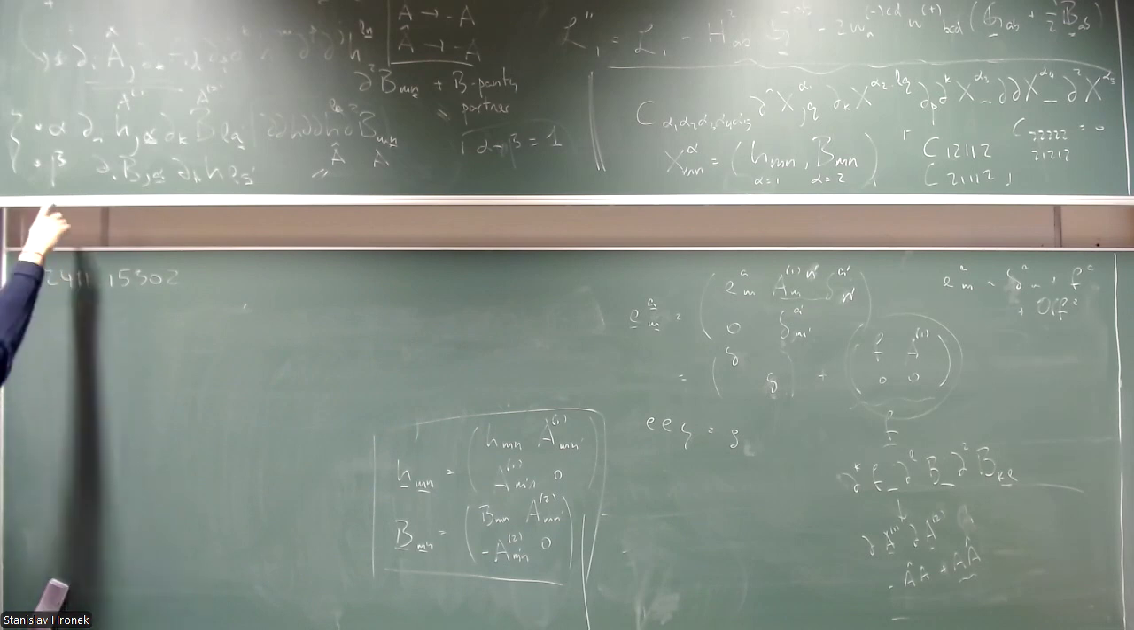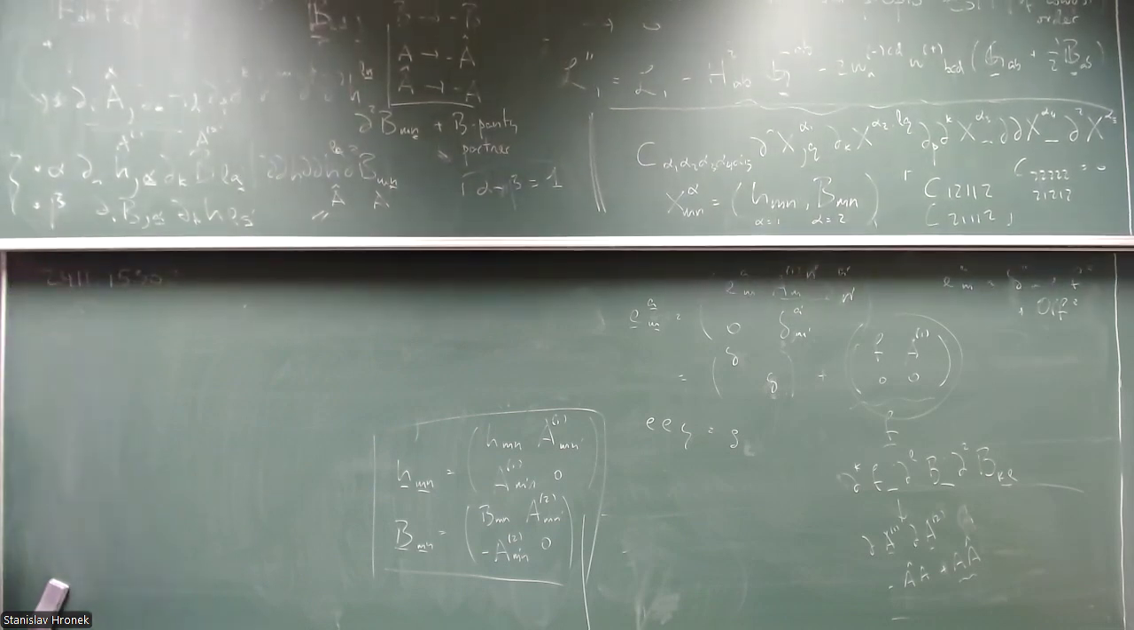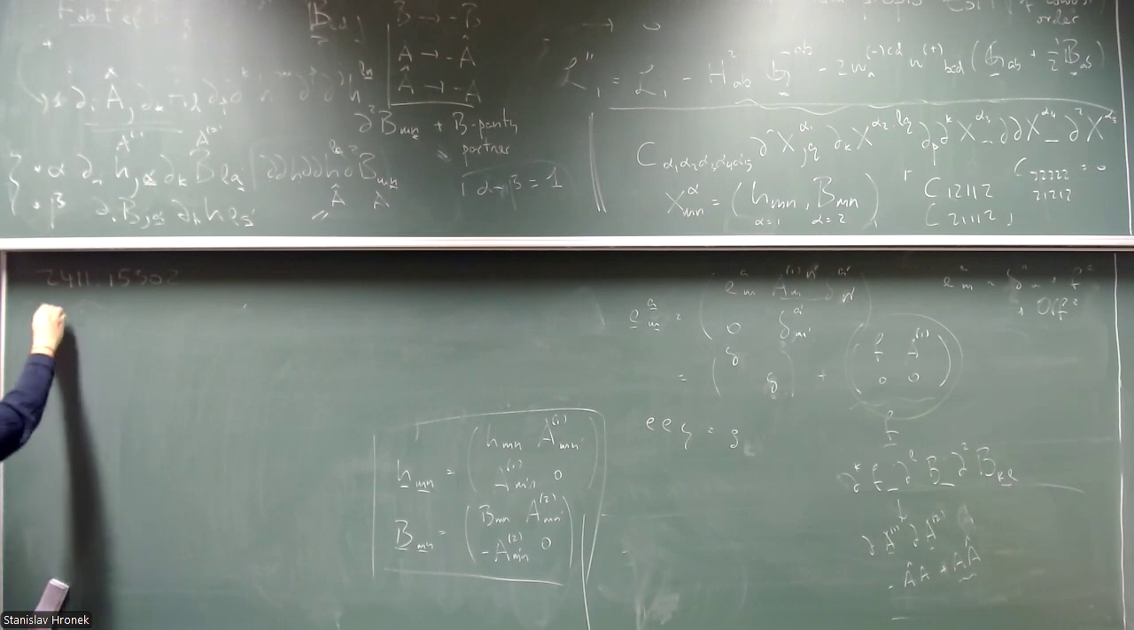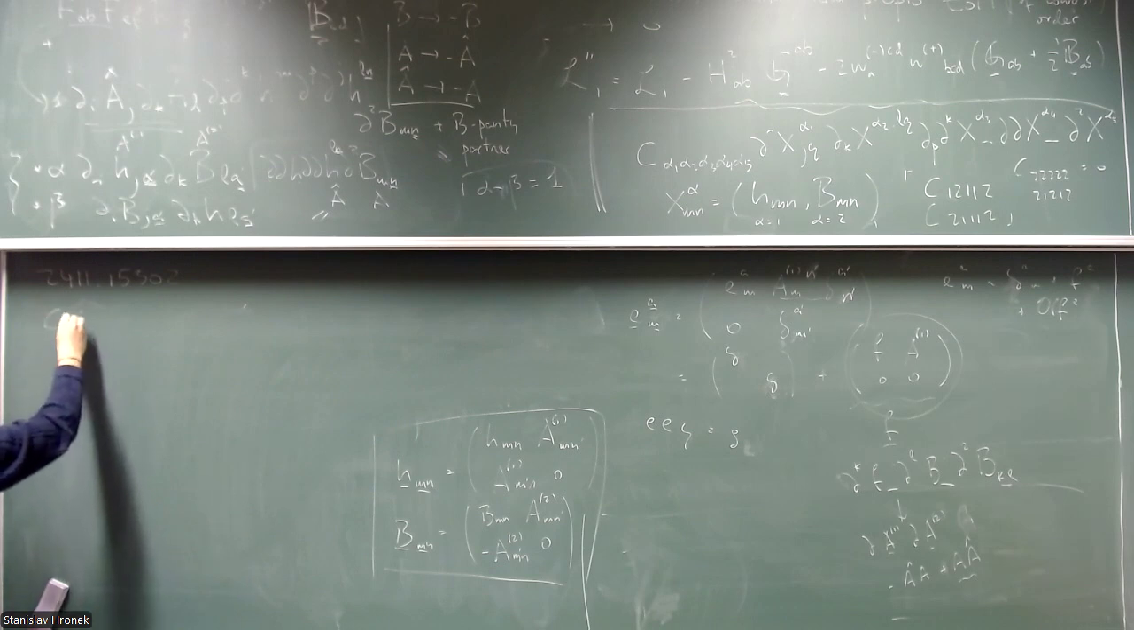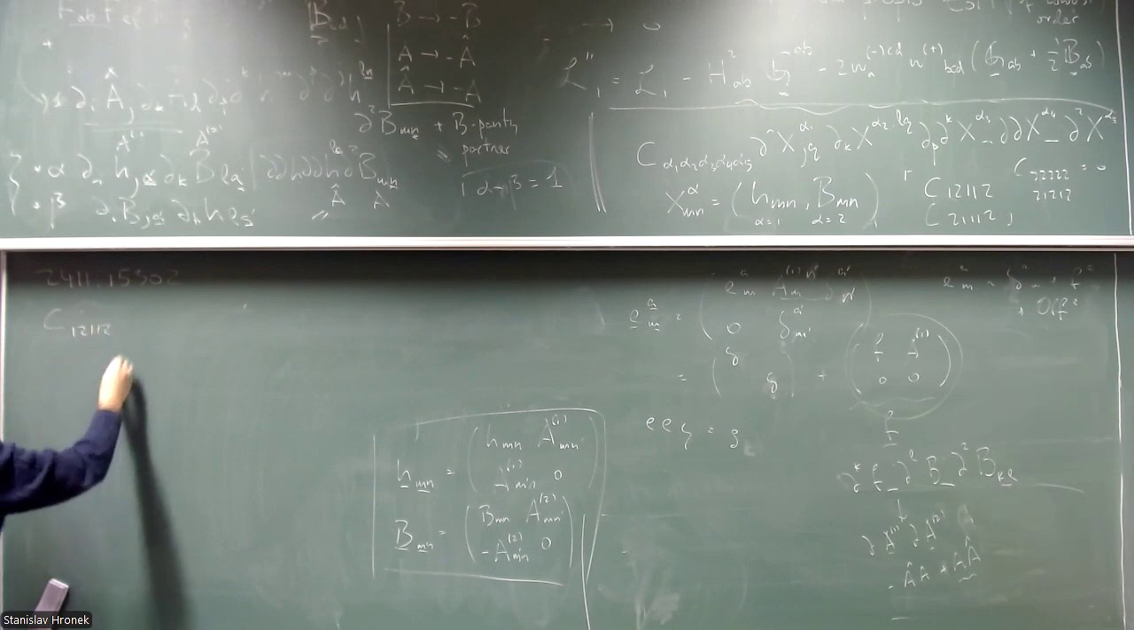In this case, we have called them alpha and beta, but in our most general answers, it's actually just C 1, 2, N2.